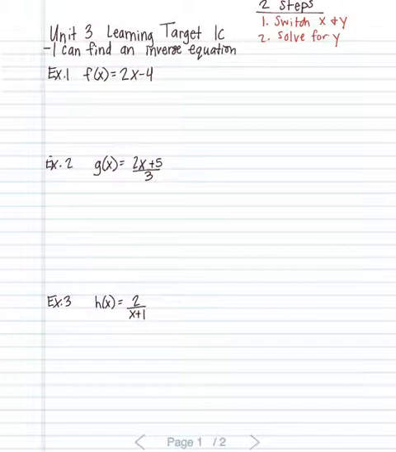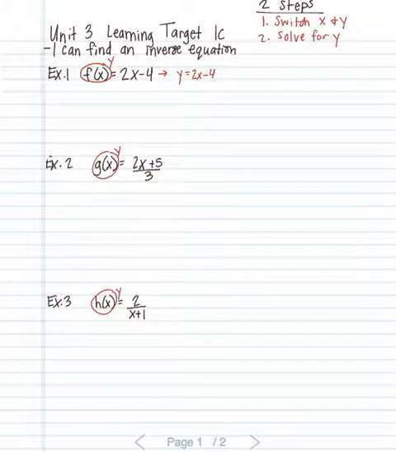Alright, in example 1, you'll notice there's not a y. So you need to know that if it says f of x, that just means y. Example 2 says g of x. Example 3 says h of x. All of those things are just y. So if it helps you, go ahead and write y equals 2x minus 4. That way you can physically see where the y is, where the x is.